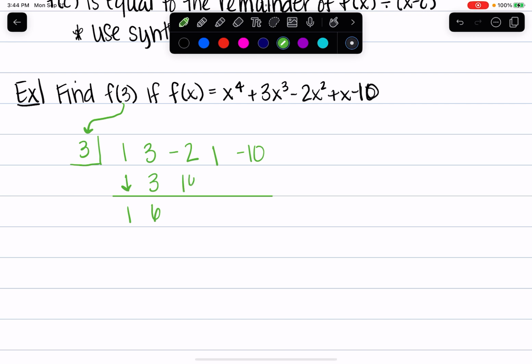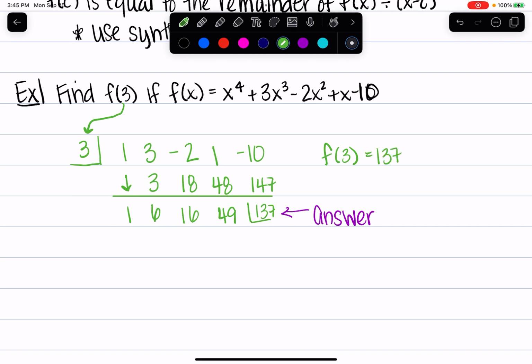3 times 6 is 18. Goes under the negative 2. Negative 2 plus 18 is 16. 3 times 16 is 48. 48 plus 1 is 49. 3 times 49 is 147. And 147 plus negative 10 is 137. Your remainder is your answer. So your remainder is your solution. So you'll say f of 3 is equal to 137.